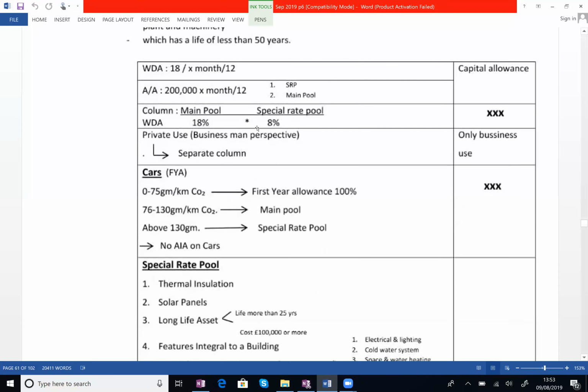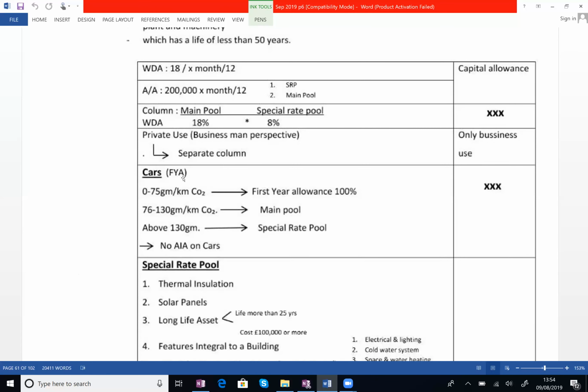Fourth column, if your asset has private use, private means the businessman's private use, not the employee's. I am doing a business, my private use. If the businessman has private use of the asset, then always make a separate column for that asset. Do not mix these assets in the main pool or special rate pool. Private use asset has its own separate column.